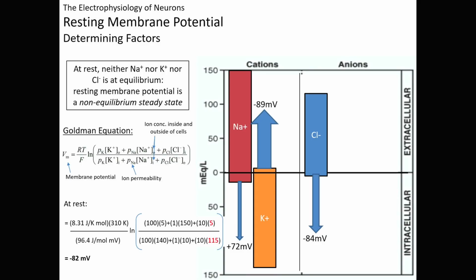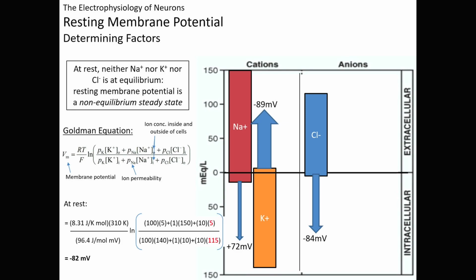And so what we have to appreciate is the resting membrane potential is a non-equilibrium steady state. It's not an equilibrium state. None of these ions is at its equilibrium potential, okay? So it's a non-equilibrium state, but we also call it a steady state because this negative 82 will hold pretty constant at that value as long as these ion concentrations and temperature prevail. So it's a steady state, but it's not an equilibrium state.